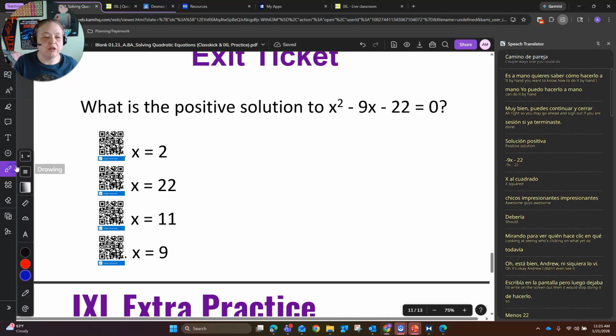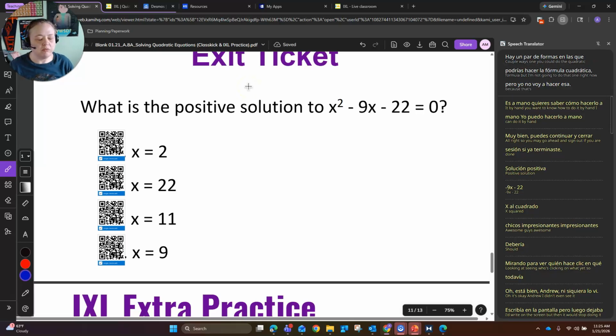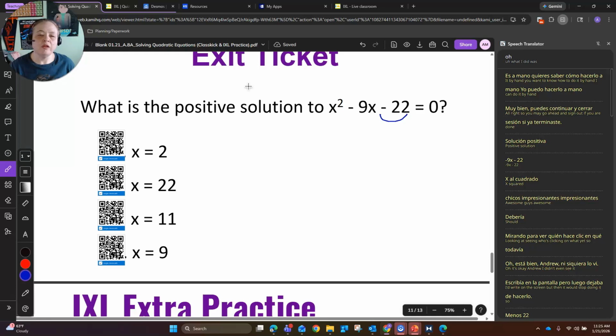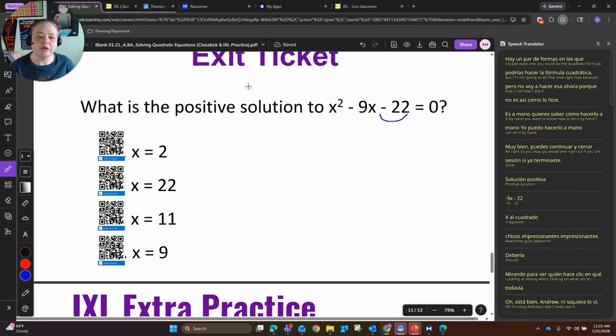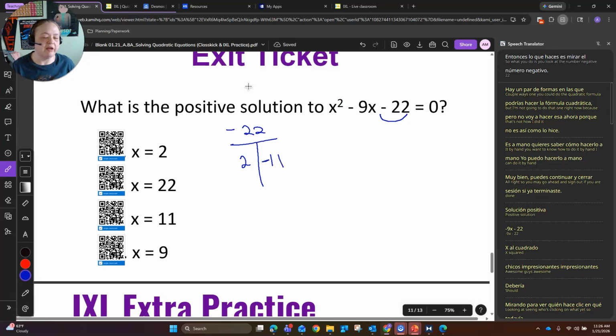What I did was I actually factored this. I like to solve by factoring whenever possible. So what you do is you look at the number negative 22 and you think about the numbers that can be used to give you 22. And it's going to be 2 and 11. And we want negative 11.